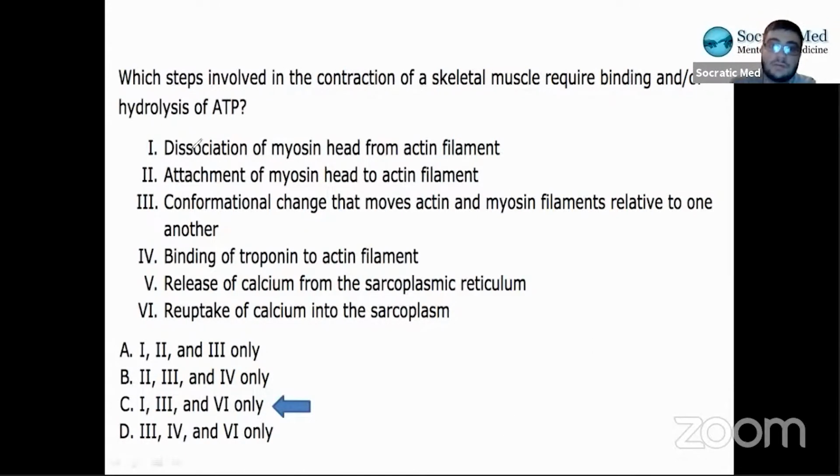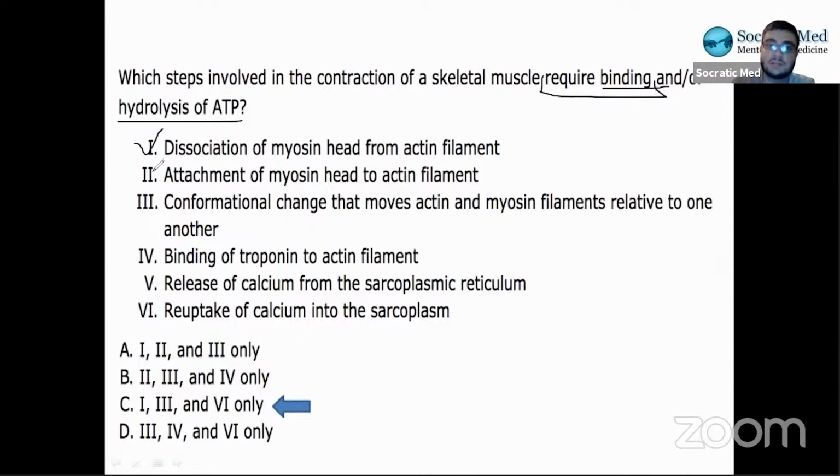Number one, dissociation of the myosin head from the actin filament. This goes back to the cycle, and this is true. The question says requires binding or hydrolysis of ATP, so essentially ATP in any form or function. Dissociation of the myosin head from the actin filament does require binding, right? Like I mentioned, that was the main reason for rigor mortis, because without ATP, you can't dissociate the head from the actin. And so this is correct, right?